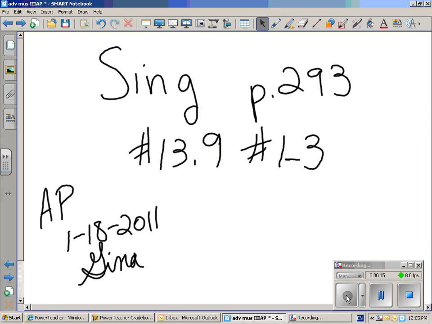First thing, Gina, you have to turn to page 293 in your textbook. At the bottom of the page, assignment 13.9, there are 3 melodies, number 1 through 3. 2 of them are in minor keys, 1 is major key. You are to write the solfege and sing them. This is homework, and it's due on Wednesday, but I will accept on Thursday because we don't have that extra day.